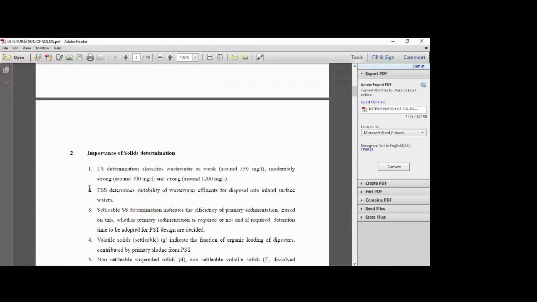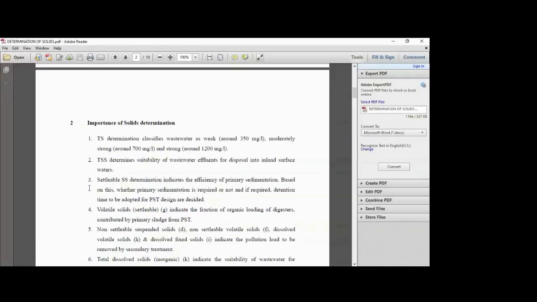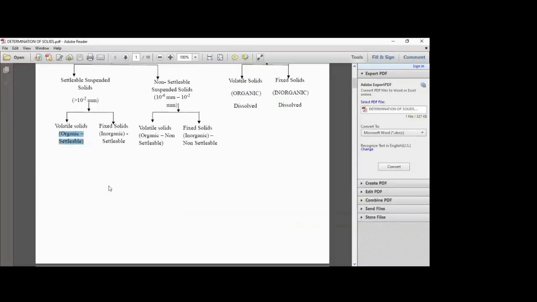If you are skipping the PST, imagine how much cost you are going to avoid, right? The cost of land, the cost of energy and all those things will be avoided. So we can skip the PST. But if the PST is to be provided, that is when we have a good amount of settlable suspended solids. With the help of the concentration of the settlable suspended solids, we can also determine the detention time of that PST, right?